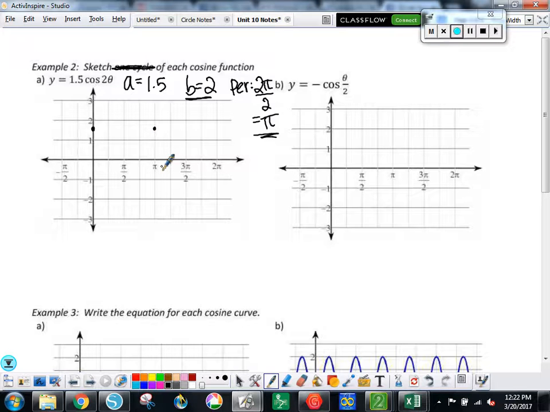Halfway between those, where will it be? So at pi over 2, am I at 0 or am I at the negative amplitude? You're at the negative amplitude. So you do the ends, then you do the middle, which is the negative amplitude, and then halfway between those, you're where? At the 0. So the pattern would be 1.5, 0, negative 1.5, 0, 1.5, negative 1.5, and you keep going in the positive and negative.